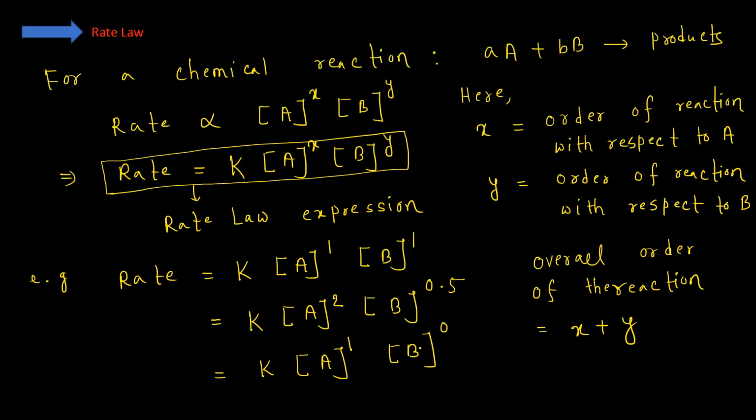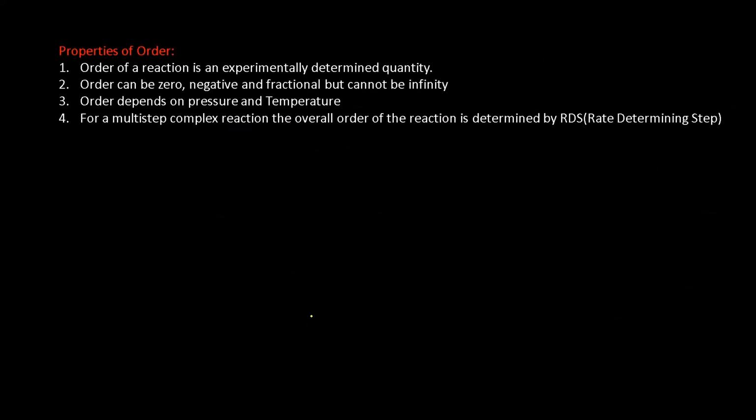Now we will talk about properties of order. Order of a reaction is an experimentally determined quantity. The second property is order can be zero, negative, and fractional, but cannot be infinity.